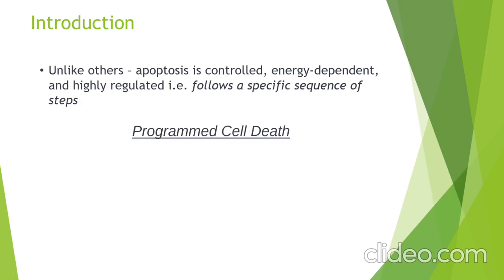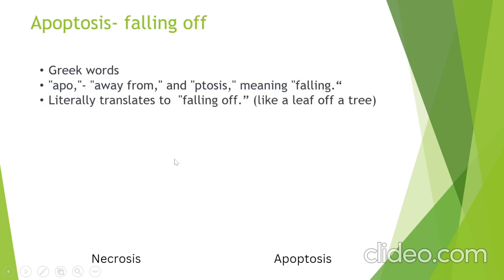Unlike others, apoptosis is controlled, energy dependent and highly regulated. What it means is that it follows a specific sequence of steps. Hence, it's also called programmed cell death. The word apoptosis comes from Greek words apo, that is away from, and tosis, which means falling. So put together, apoptosis translates into falling off, maybe like a leaf of a tree.